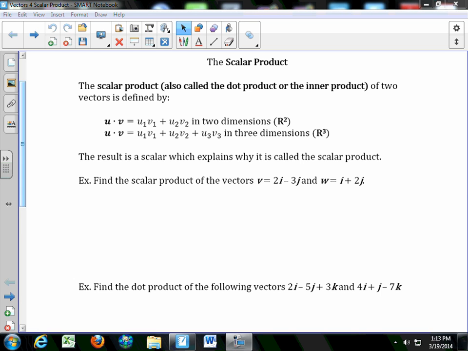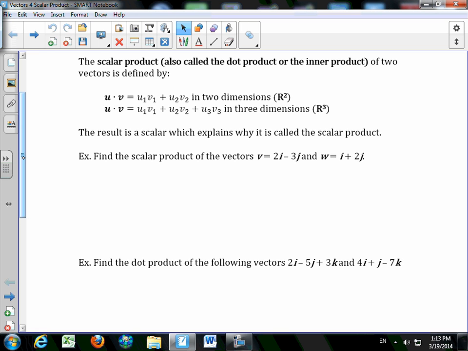The result is a scalar, meaning it's just a magnitude or a number. There's no direction attached to it, which explains why it's called the scalar product. So once you see how they're actually calculated, again, it's a pretty straightforward calculation.